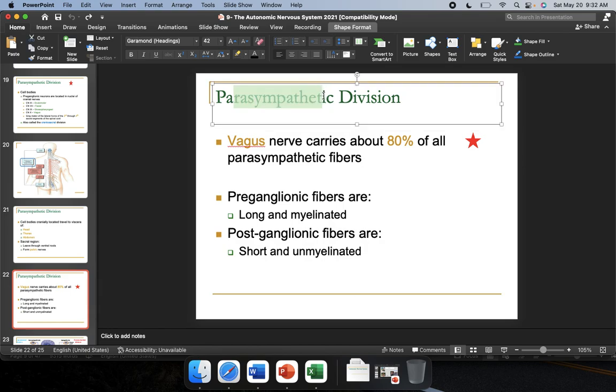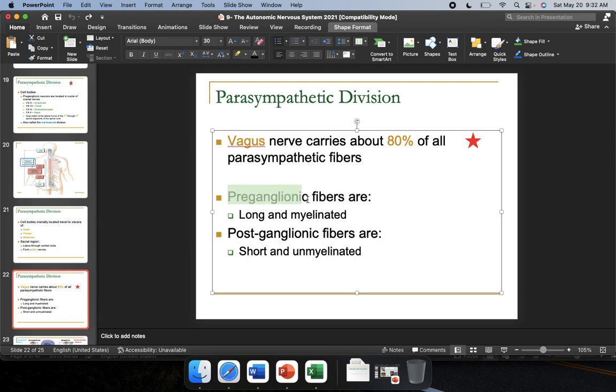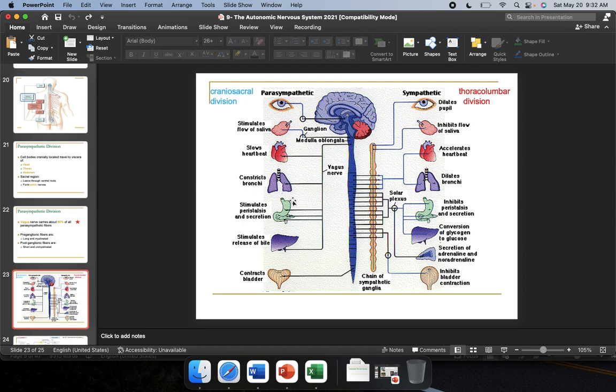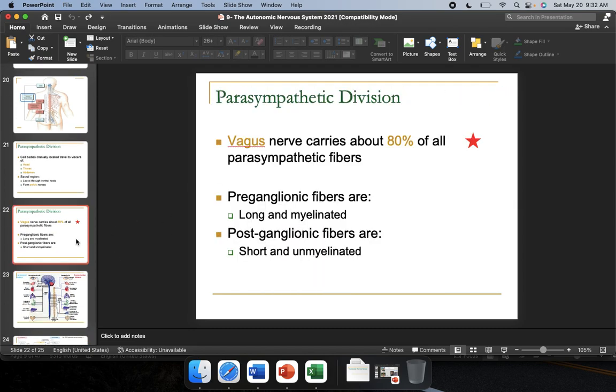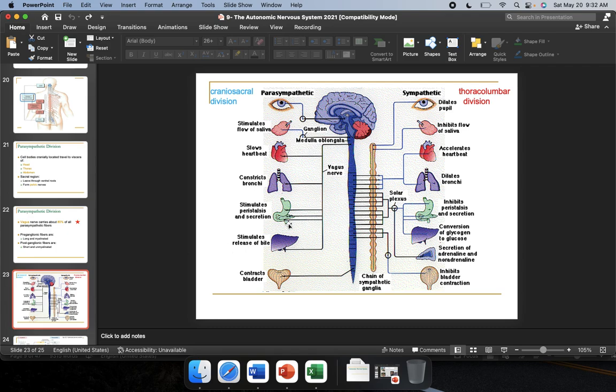Already mentioned this, but in the parasympathetic division of the autonomic nervous system, preganglionic fibers are long and myelinated. Postganglionic fibers are short and unmyelinated. This is going to lead to site-specific activation, which is what I want you to pull away from there.